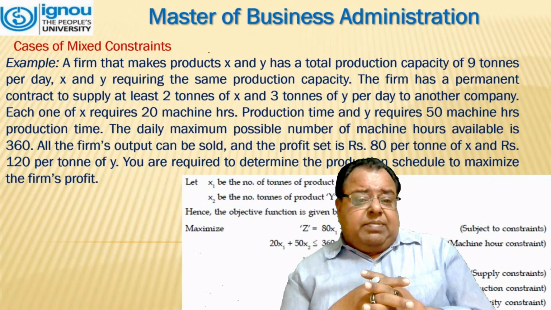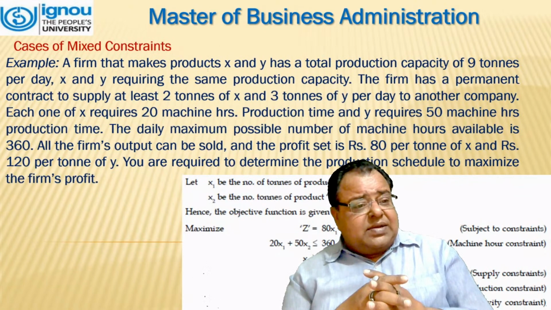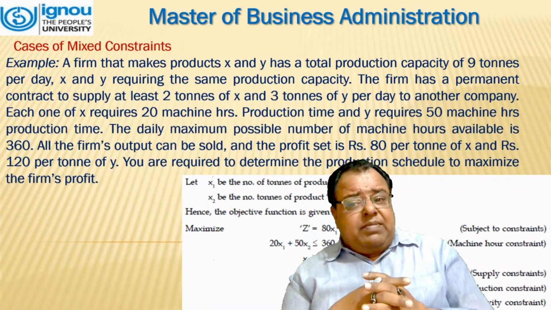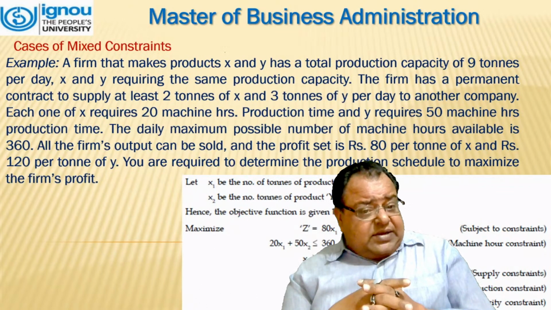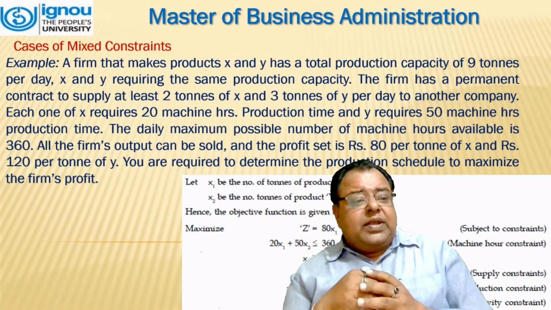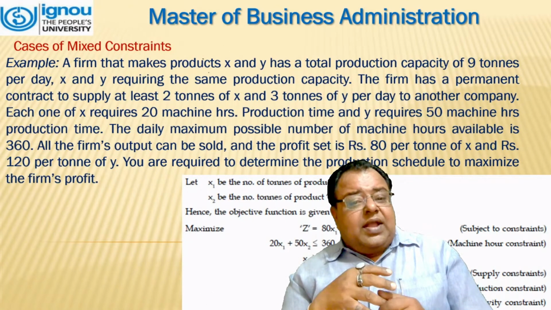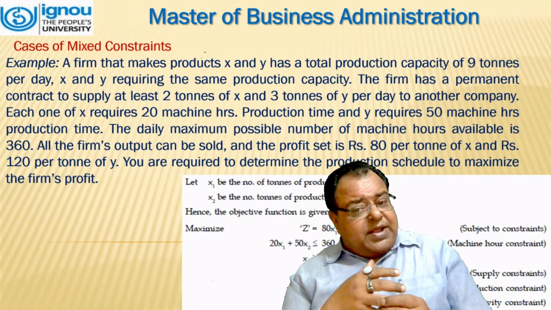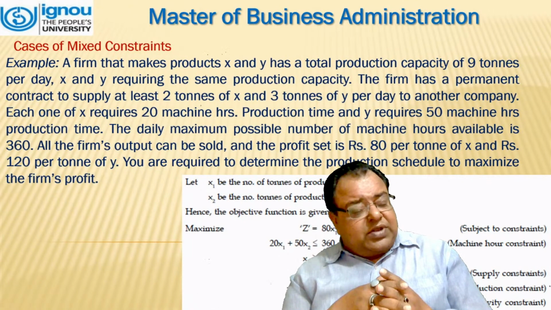A firm that makes product X and Y has a total production capacity of 9 tons per day, X and Y requiring the same production capacity. The firm has a permanent contract to supply at least 2 tons of X and 3 tons of Y per day to another company. Each one of X requires 20 machine hours production time, and Y requires 50 machine hours production time. The daily maximum possible number of machine hours available is 360.